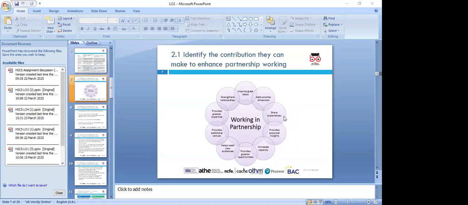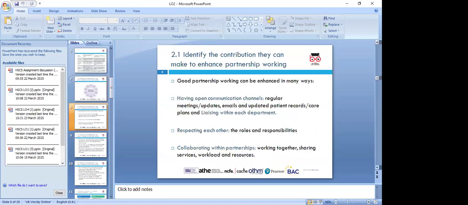Okay. It also strengthens relationships. Okay. In partnership working, you build relationships. Okay. So you become bonded to each other and then you are able to forge on to achieve your goals so easily. Okay.